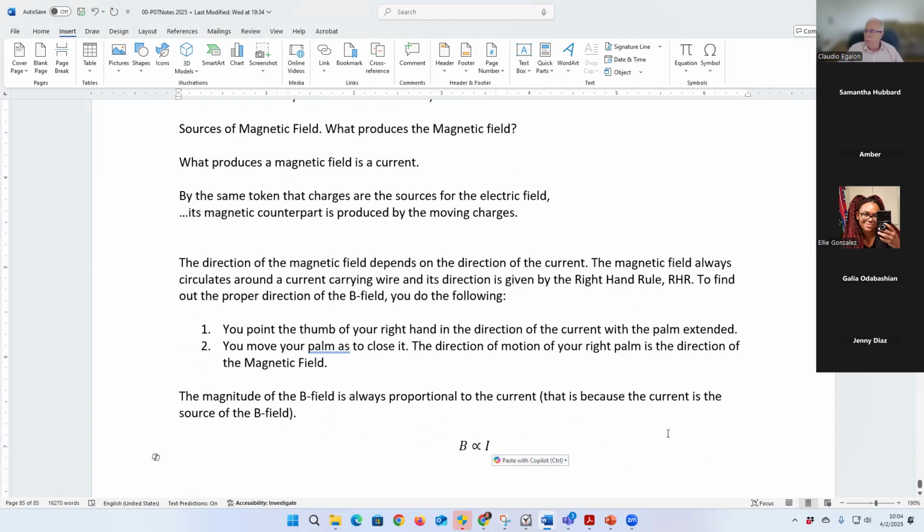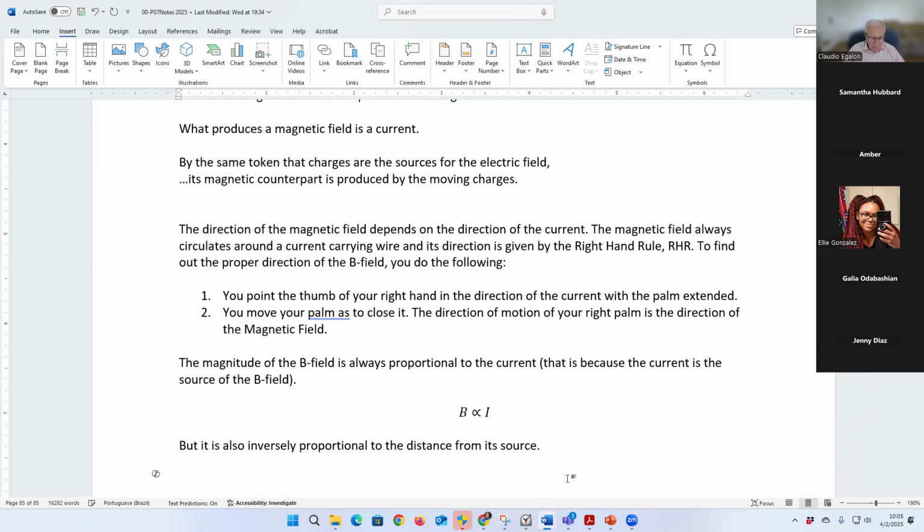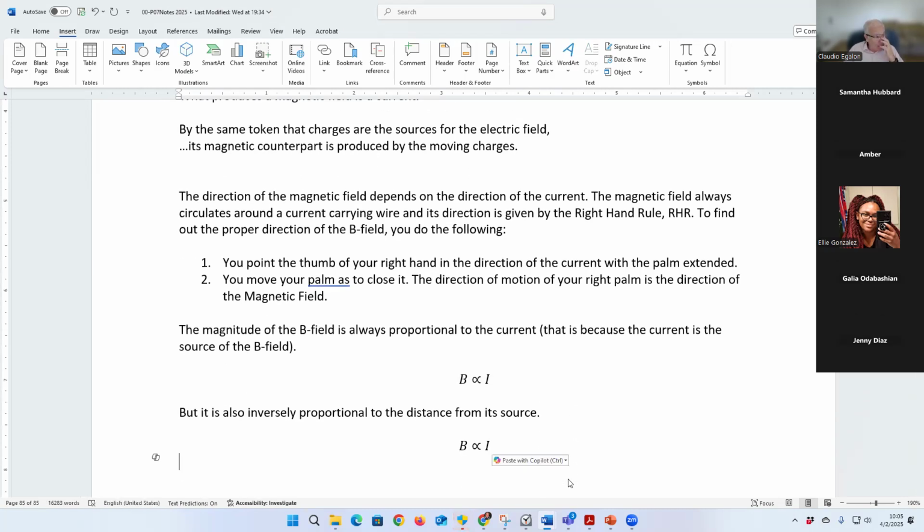Right, like that, proportional to I. But it is also inversely proportional to the distance from its source, right? And that happens to every field, right? The electric field is inversely proportional to the distance from the charges. The further the charge is away, the weaker the electric field is.